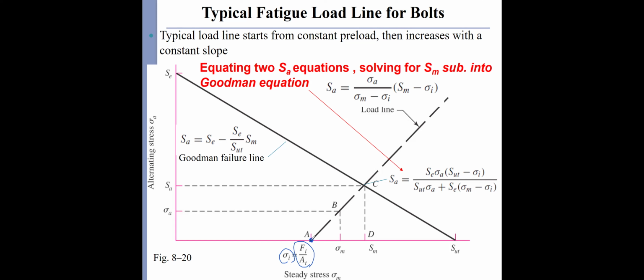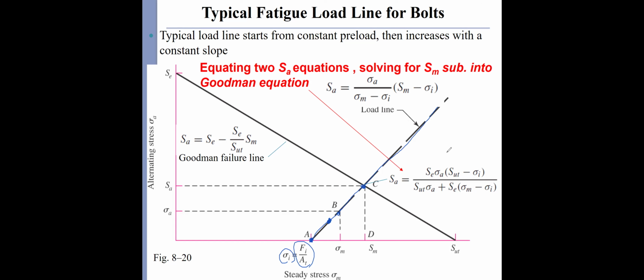So when this bolt is subjected to fatigue or cyclic loading, we represent the sigma m and the sigma a during this cyclic loading. We can get the different values of sigma a and sigma m here, so we can get the loading line of this bolt.